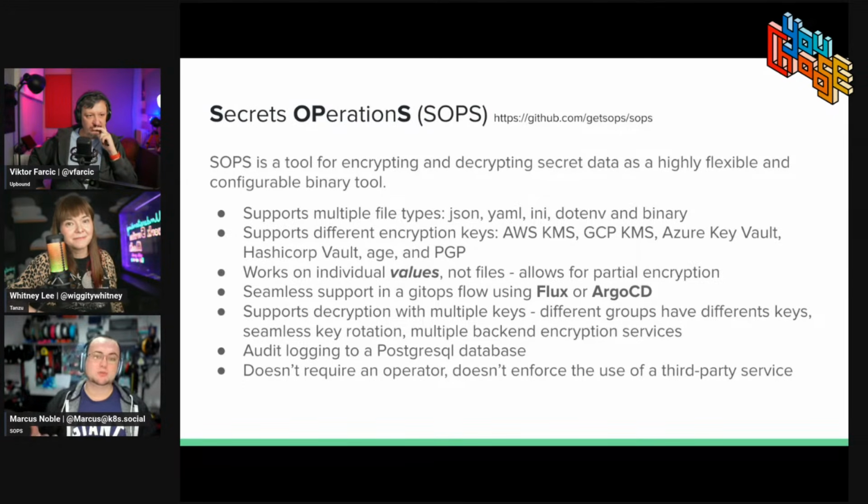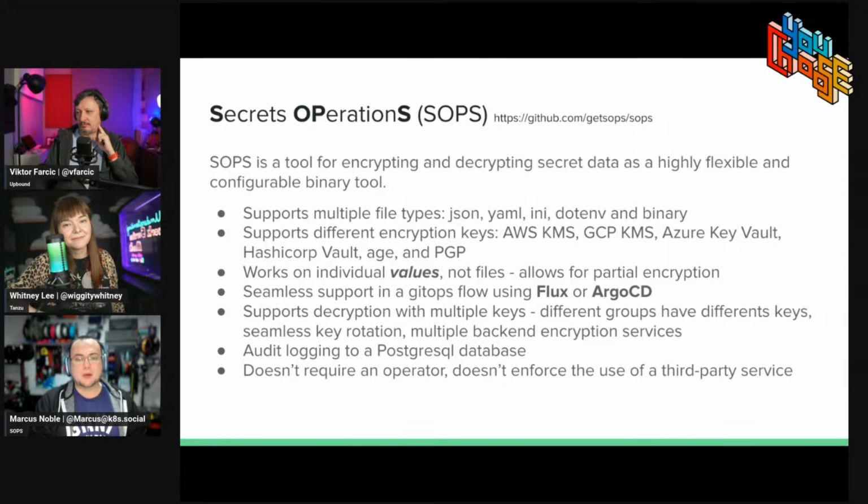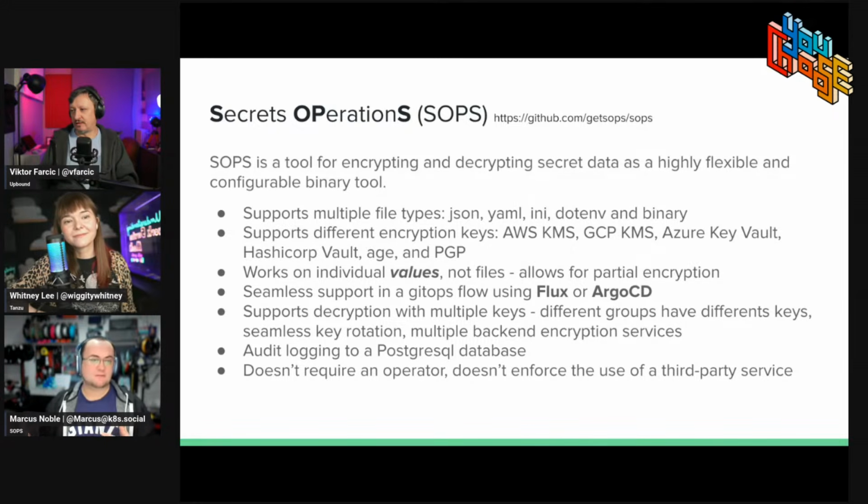It also allows you to use multiple of these backend encryptions. So somebody can use AWS KMS, another person could use an age key. It's got audit logging to a Postgres database, so you can have a log of everybody that's encrypted and decrypted, what file, when, etc. And one of the things I really do like about it is it doesn't require an operator to be running in your cluster because it fits into Flux, for example, or Argo CD. It's kind of seamless; it just works, and it doesn't enforce the use of a third-party service. So it doesn't require you to have AWS KMS, for example, unless you so choose to.